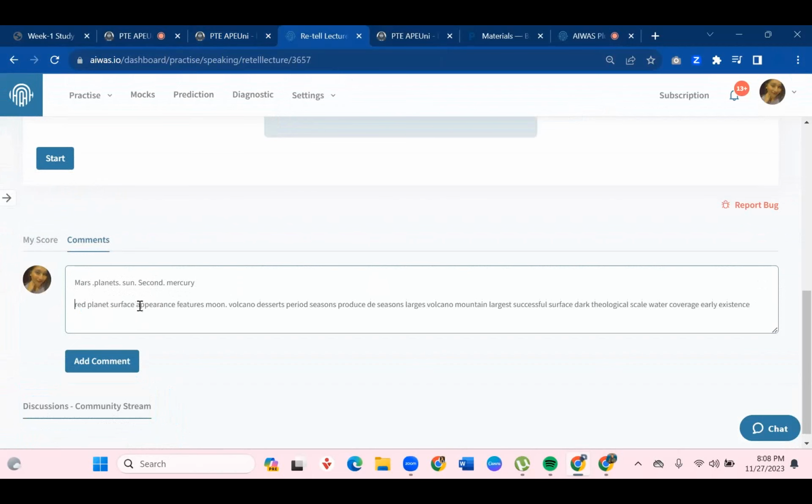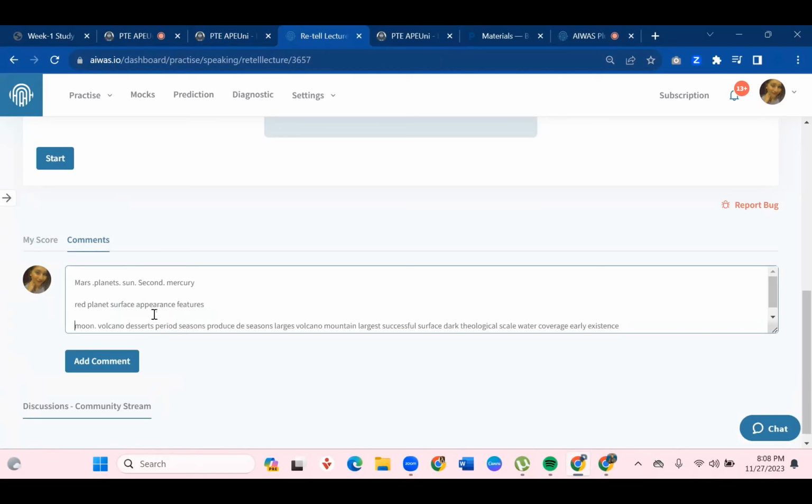Red, planet, planet, repetition. This is what you guys should do. Surface, okay, keep them. Features, moon, okay, keep them. So 3, 4, 5, right? 1, 2, 3, 4, 5. Again, another 1, 2, 3, 4, 5, right?